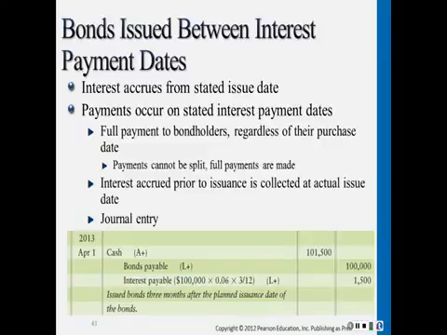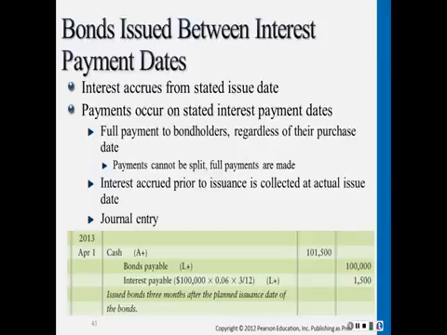Corporations can also issue bonds between interest dates. If they do so, however, they must account for the accrued interest. Companies cannot split interest payments. They pay in either 6-month or annual amounts as stated on the bond certificate.